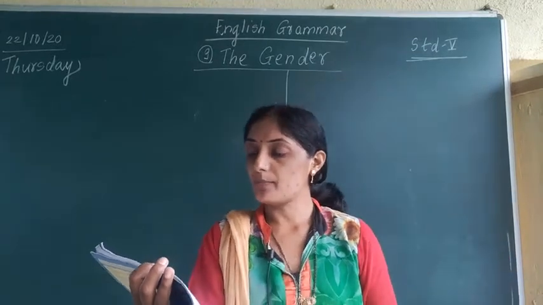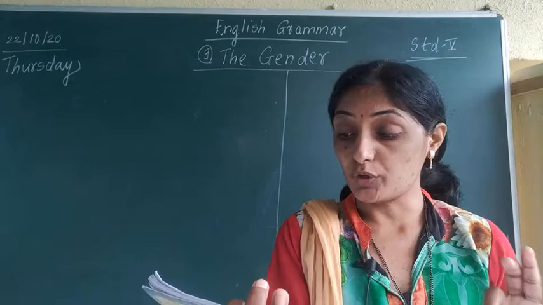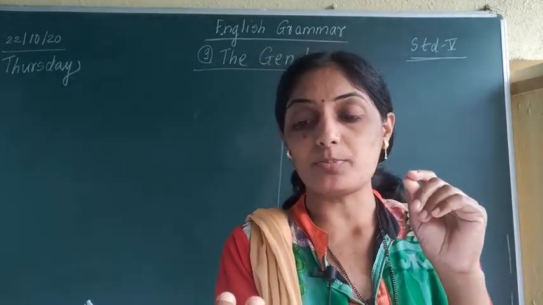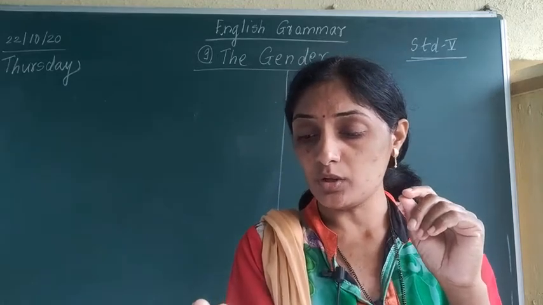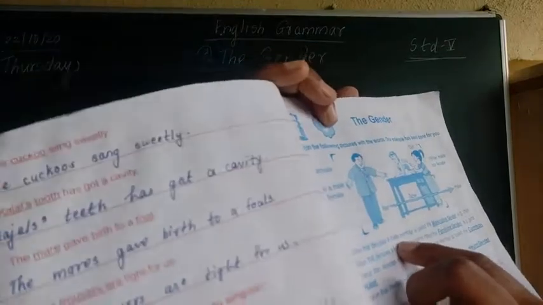Now here it is told that there is a picture given here. Match the following pictures with the words. One example has been done for you. What is told here? We have to match the pictures with the words. Match the pictures with the words means what we have to do? We have to match the pictures with the words.